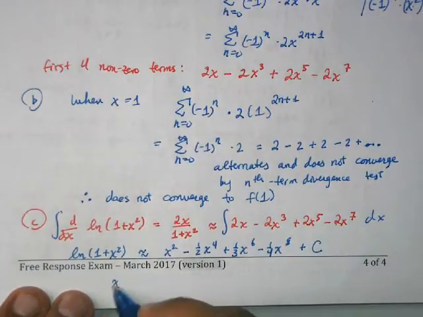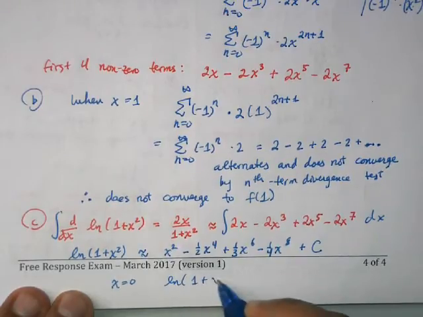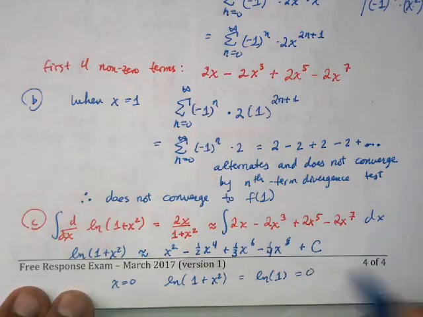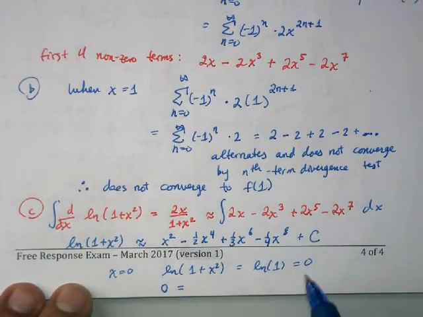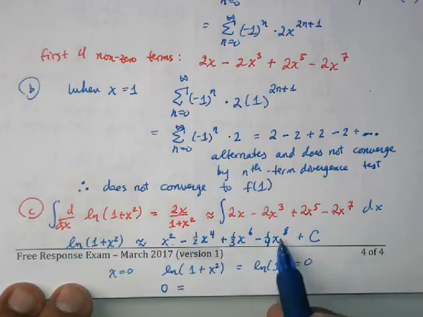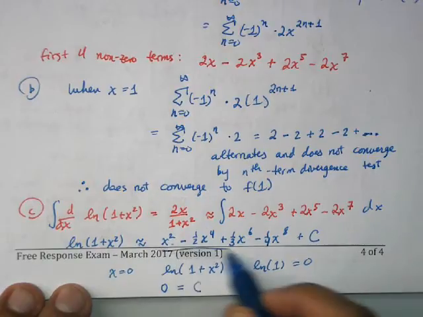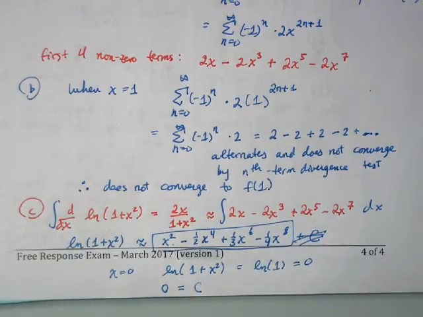Now, just to be safe, we should also check that there's a constant term here, and we know that when x is equal to 0, the natural log of 1 plus x squared is equal to the natural log of 1, which is equal to 0. So if we substitute 0 on the left side, on the right side, if you put 0 in for x, you're also going to get 0. So we're going to get that c is equal to 0. So our final answer is that the first 4 terms is this. And I'm going to cross off the c here because that's really not necessary.